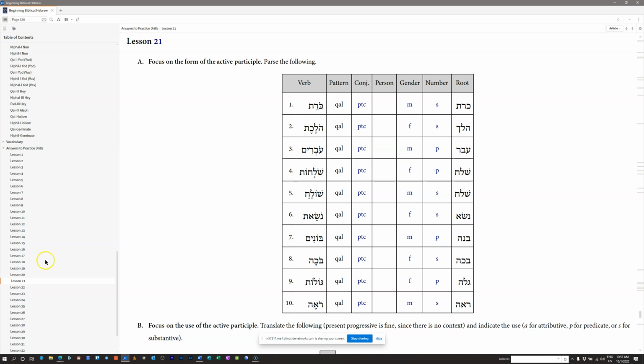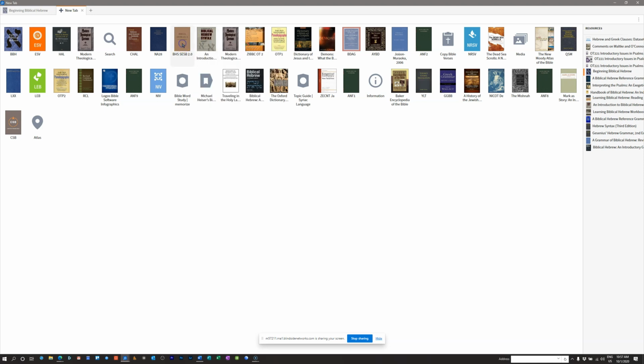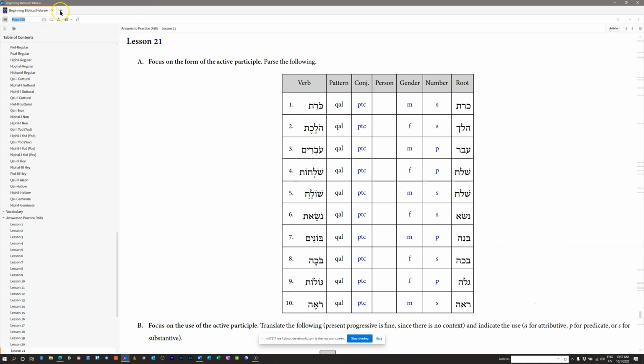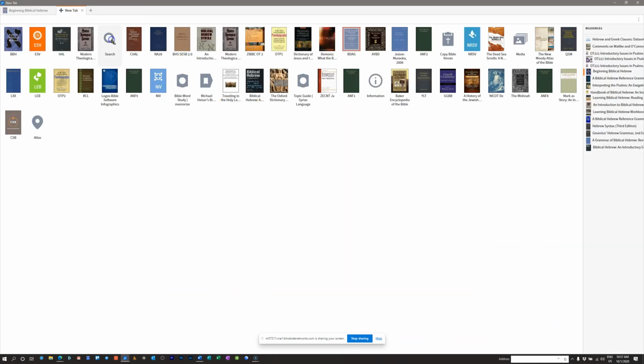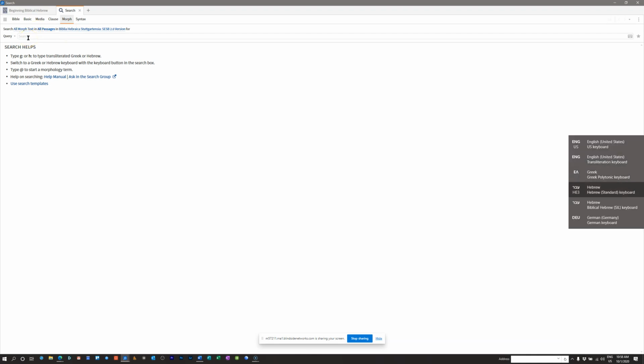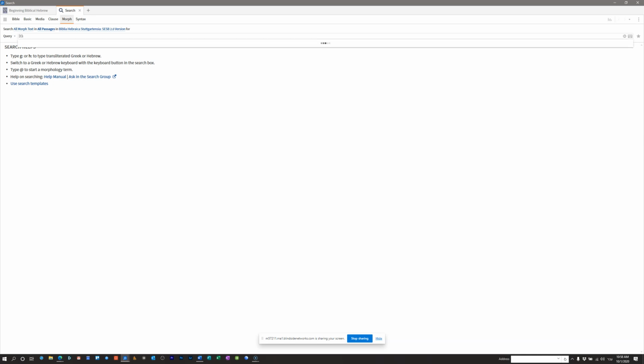21A, number 8, feminine singular. Okay, so my guess is that if this were masculine singular, you would see the segol hey here. All right, and let's actually see if we can prove that. I'm going to try to find, oh, that's not what I want. Can I pull up a search? There we go. All right, I'm going to do a morphology search. I'm going to look for my verb, which is bet, kaf, hey.